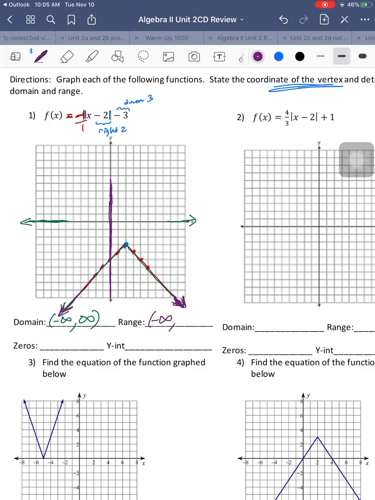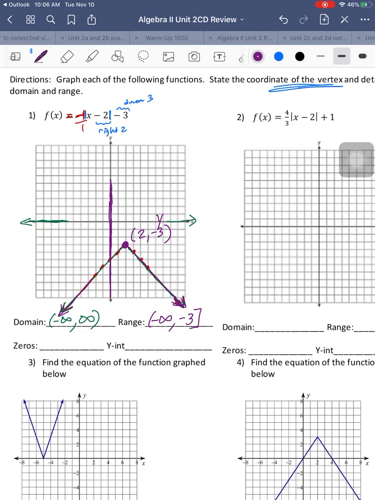And what's the highest coordinate? The tallest is the highest one. It's the vertex. And that point is at 2, negative 3. Now we're talking range, so we want the y value. Range is the y value. So negative 3. There's an actual point there. It's a filled in point. So that's going to be a bracket.